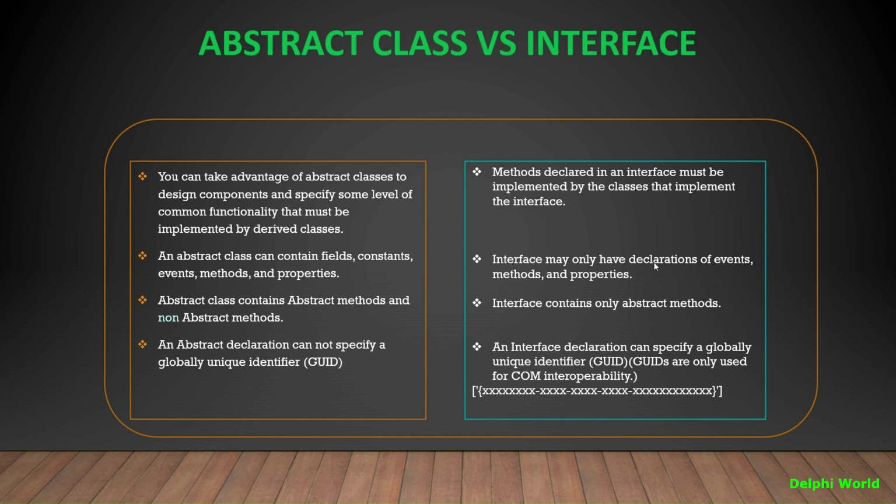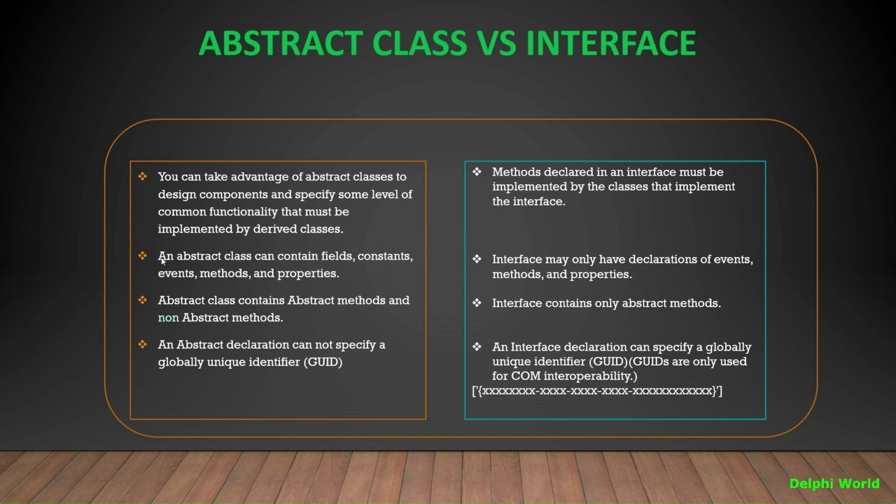You can take advantage of an abstract class to design components and specify some level of common functionality that must be implemented by the derived class. Methods declared in an interface must be implemented by the class that implements the interface. So we have to implement the interface methods if we are inheriting that interface in our class. An abstract class can contain fields, constants, events, methods, and properties. An interface may only have the declaration of events, methods, and properties.